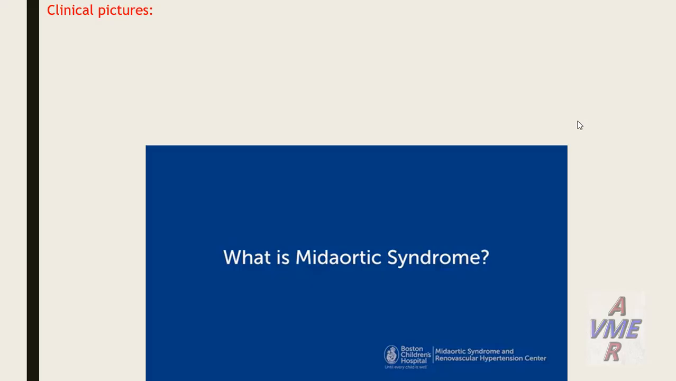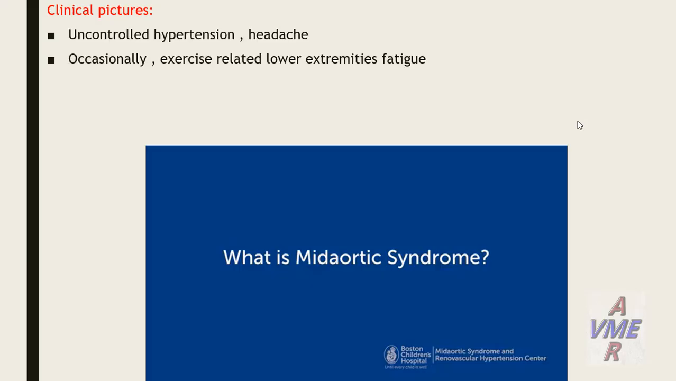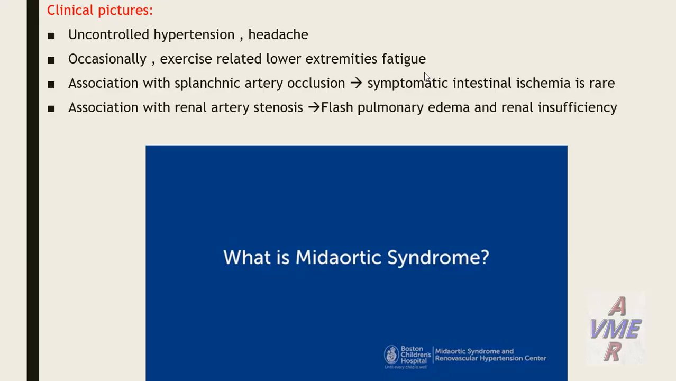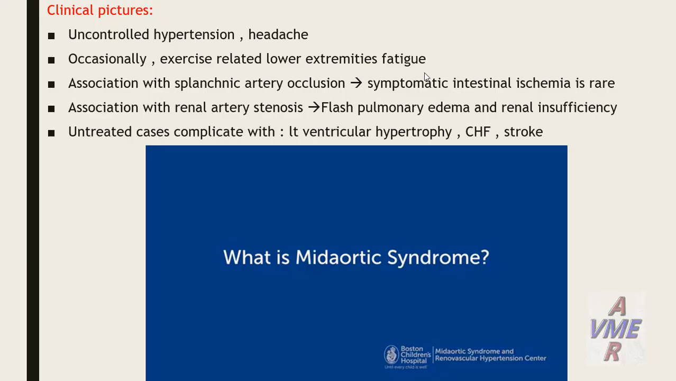Clinical picture of mid-aortic syndrome. Number 1, uncontrolled hypertension and headache. Number 2, occasionally exercise-related lower extremity fatigue. Association with splanchnic artery occlusion will cause symptomatic intestinal ischemia, but this is a rare presentation. Association with renal artery stenosis will cause hypertension, headache, flash pulmonary edema, and renal insufficiency. Untreated cases are complicated by left ventricular hypertrophy, congestive heart failure, and stroke. So we can discuss and summarize this clinical picture in the following video.